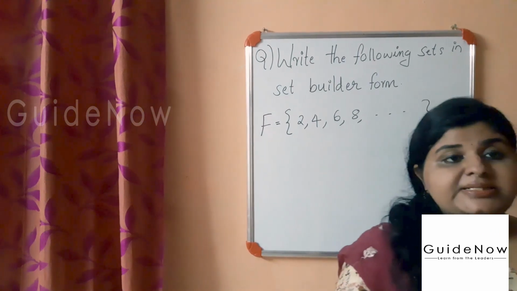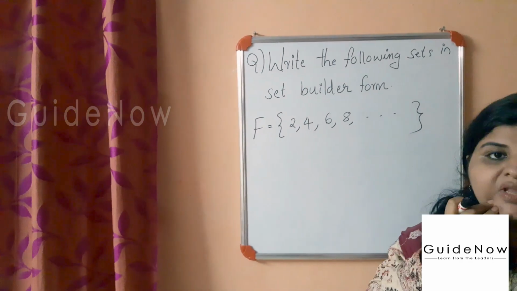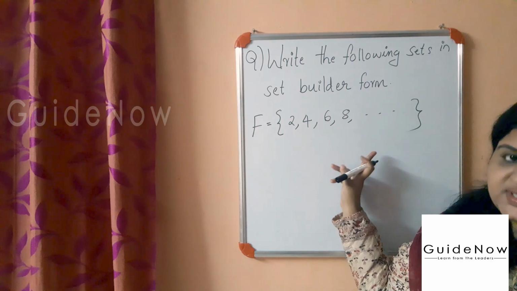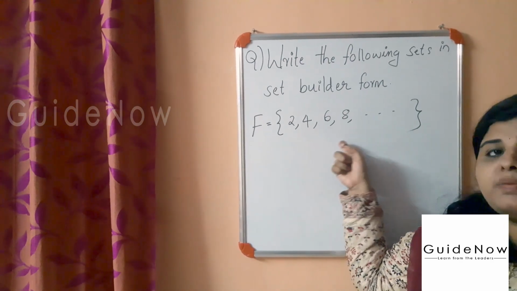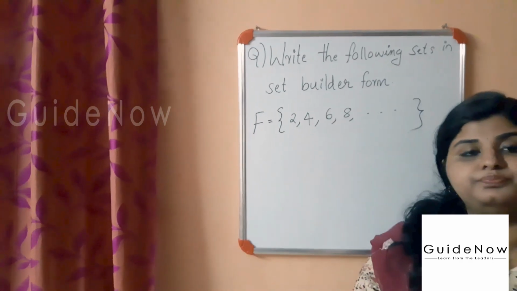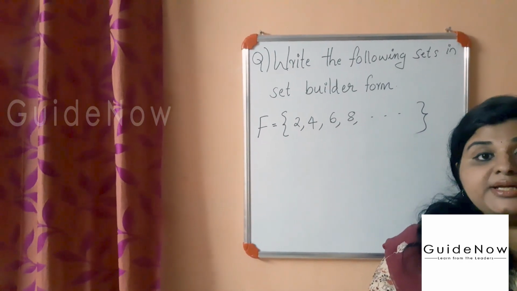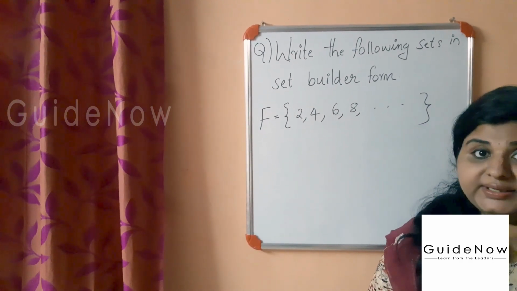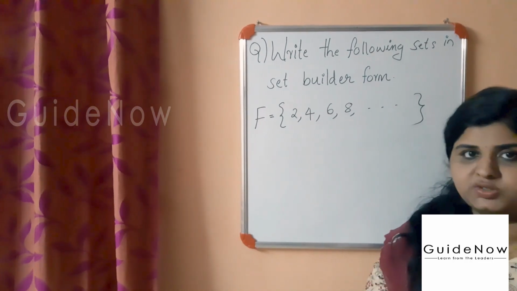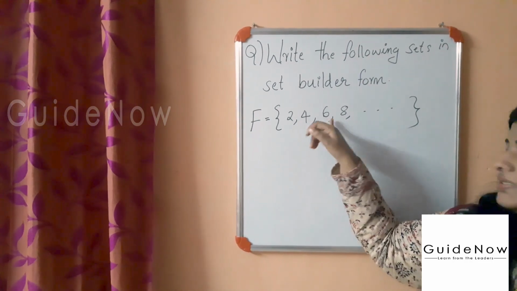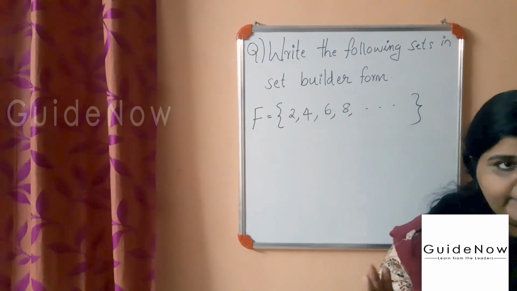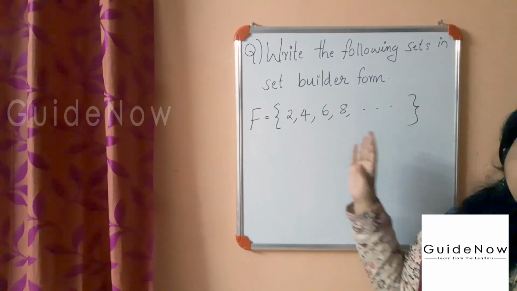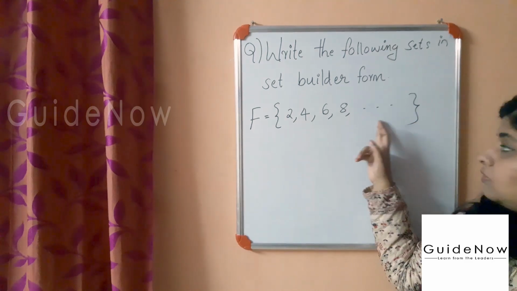Next question. Set F is equal to 2, 4, 6, 8, etc. What are the common properties of these numbers? These are even numbers, even natural numbers. That means 2, 4, 6, 8, etc. Here is a condition given? No. Here it goes up to infinity, that means dots are there.